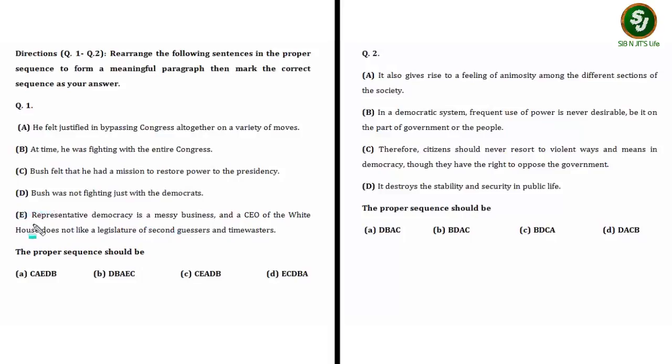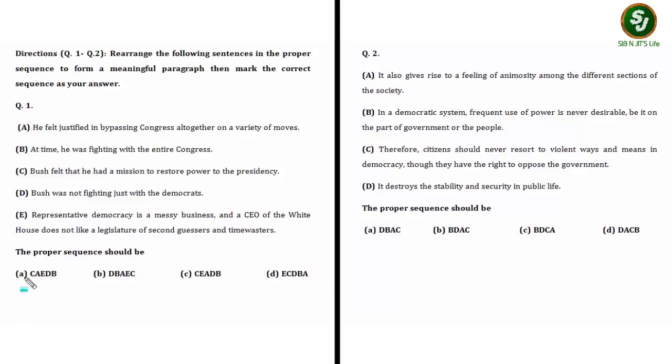Okay. Moving on to the next one is, representative democracy is a messy business and the CEO of the White House does not like a legislature of second guessers and time wasters. Okay, this can definitely be the first statement because here we are introducing someone. Introducing someone or telling about a particular thing can definitely be a first statement. So now we'll go for the options.